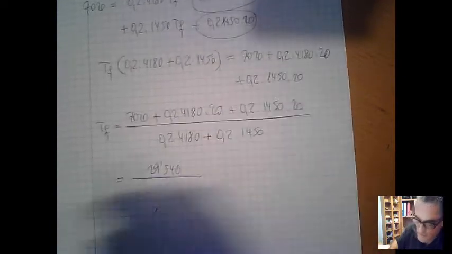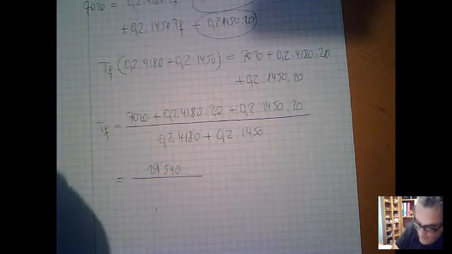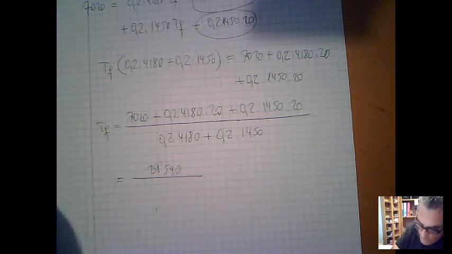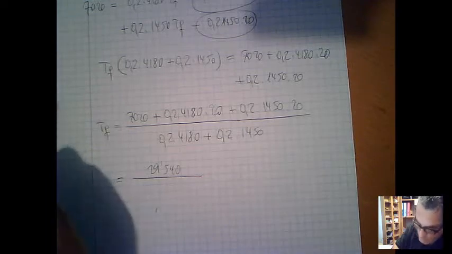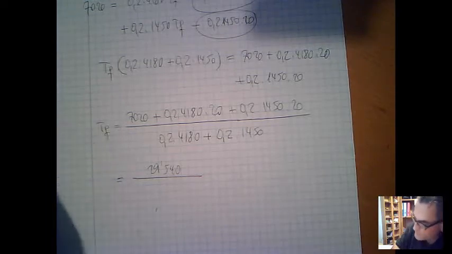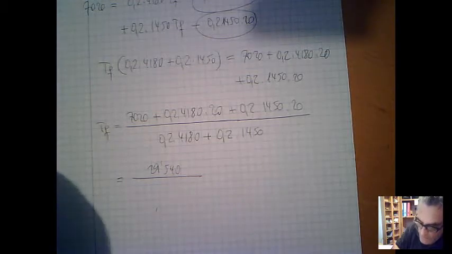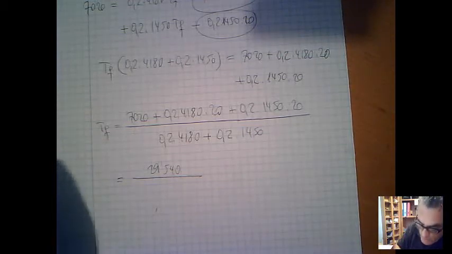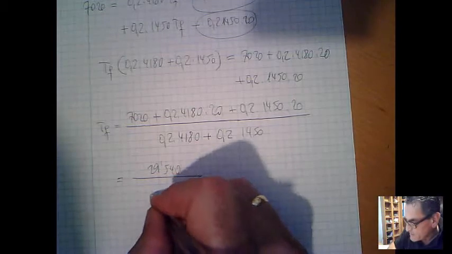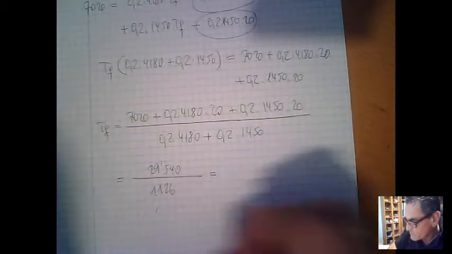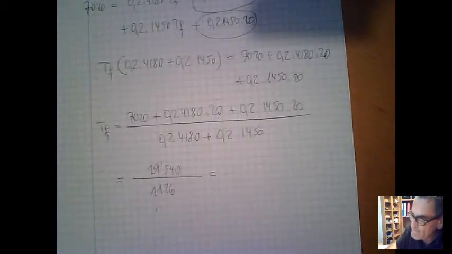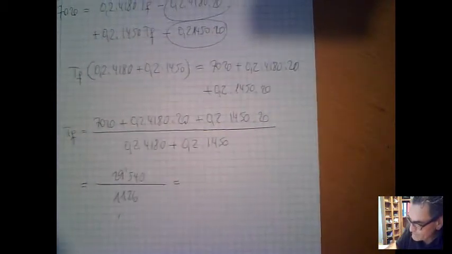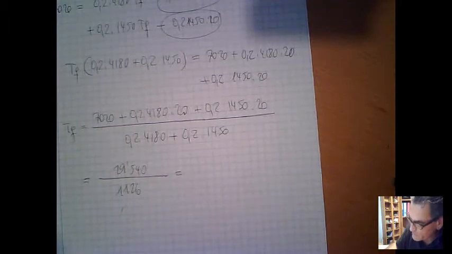Yeah, sounds correct. And this is divided by 0.2 times 4,180 plus 0.2 times 1,450. No, I made a mistake, sorry. 0.2 times 4,180 plus parenthesis 0.2 times 1,450 parenthesis equals, it's divided by 1,126. Wow, it's going to be badly wrong.